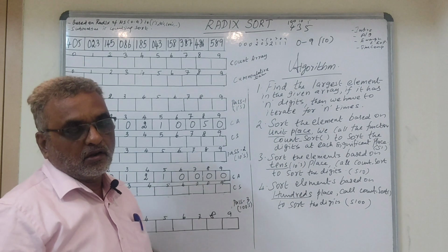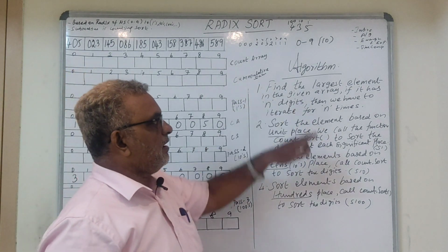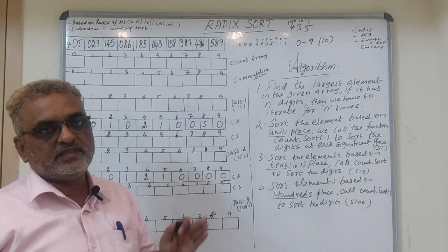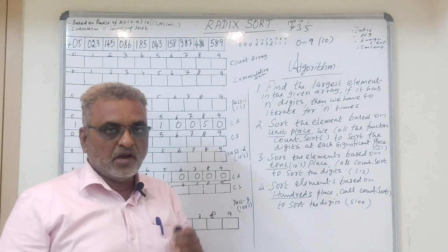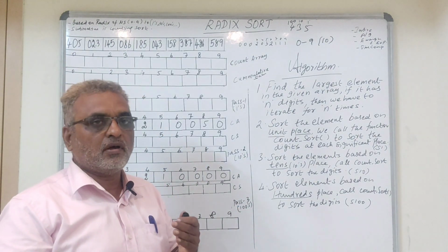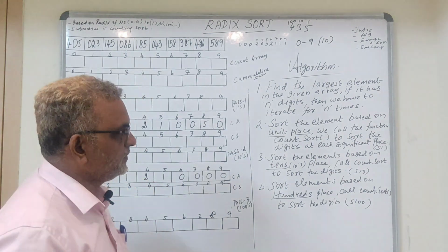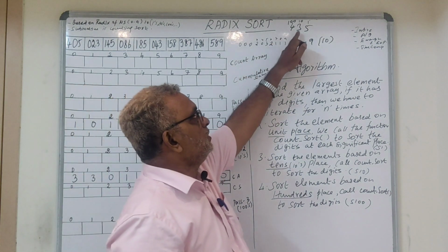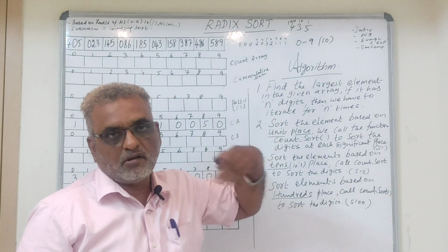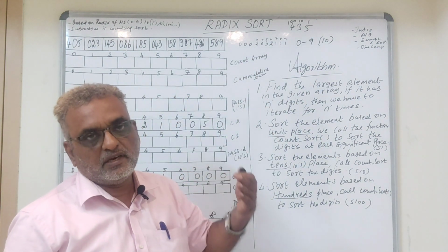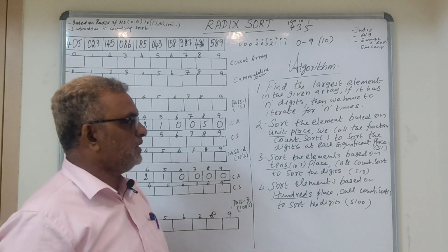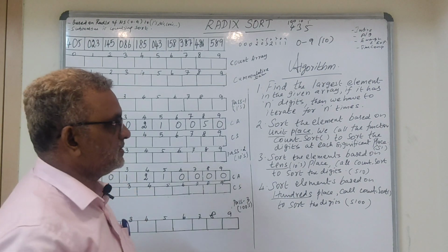So let us see the algorithm. Find the largest element in the given array. If it has n digits, then we have to iterate n number of times. For example, if the number contains 3 digits, then we have to do the operation 3 times. The second important step is to sort the elements based on the unit place.